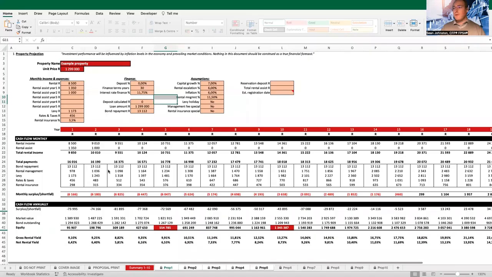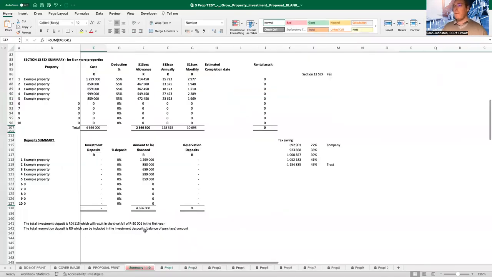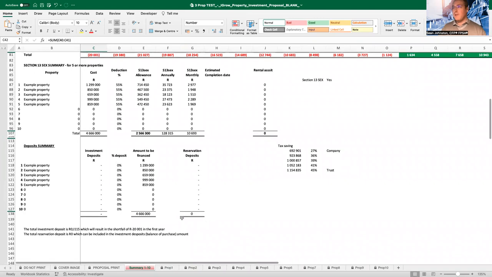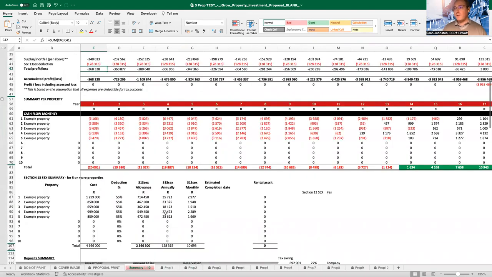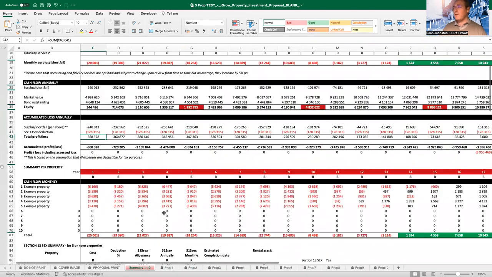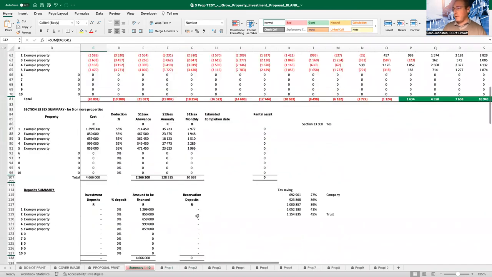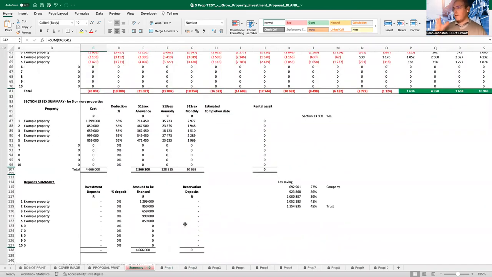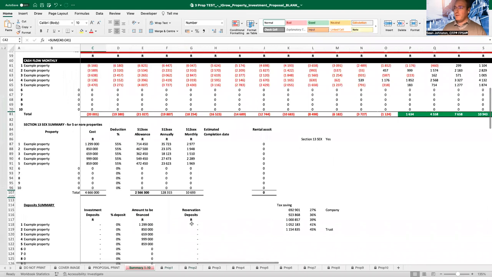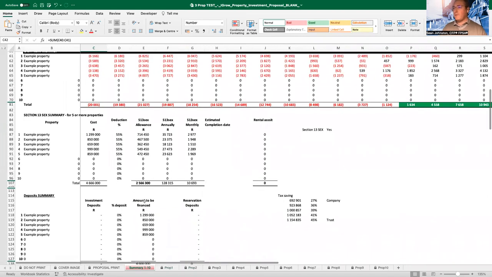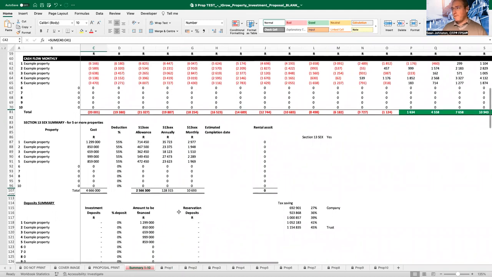So this is a scenario of 5 properties. I've essentially just made up 5 purchase prices. I've used different cash flow metrics. None of this is exactly accurate, but it's just to illustrate an example of how a financial model can be used to extrapolate cash flows over a 30-year period and also see the tax benefits.